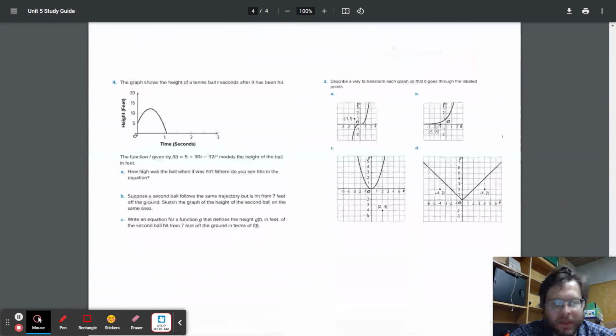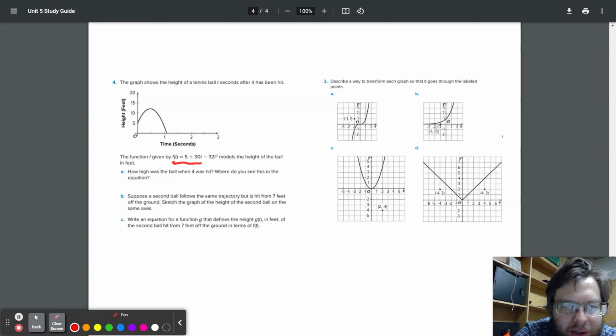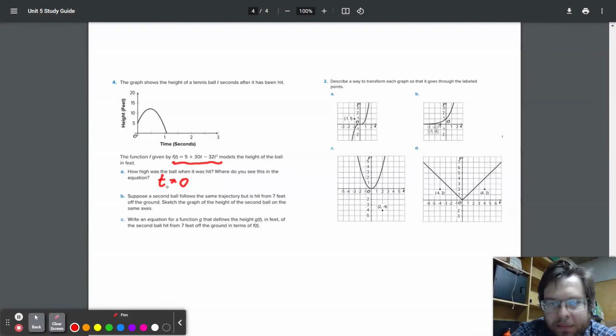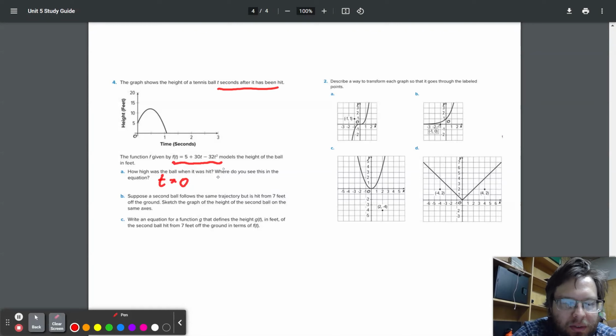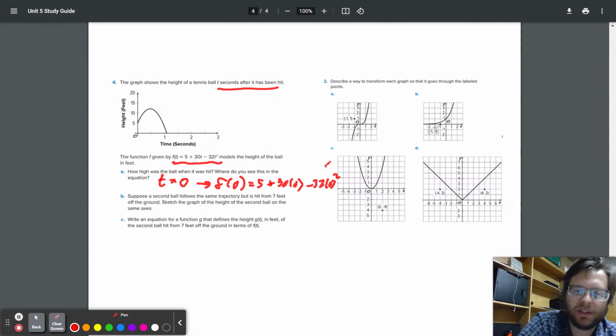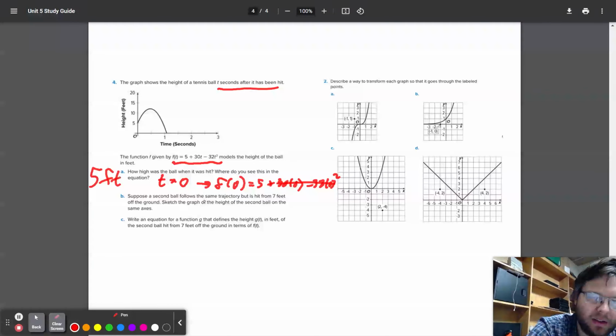All right, last page here. We got a tennis ball. We got a lovely little equation right here. How high was the ball when it was hit? That means I'm going to plug in t equals 0 because t means the time after it's been hit. So if I plug in t of 0, I've got 5 plus 30 times 0 minus 32 times 0. Plugging in 0 just gets rid of all that junk there. So it's 5 feet high, which represents the y-intercept right there.